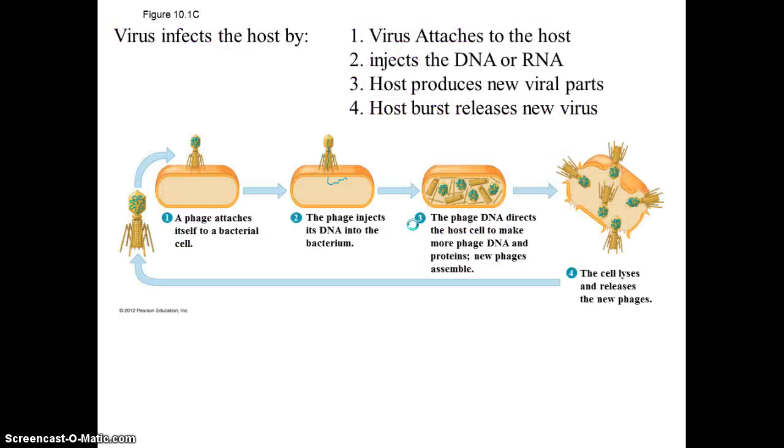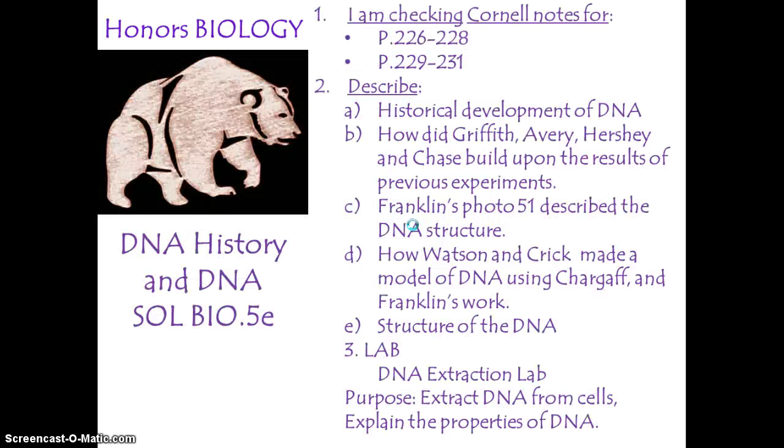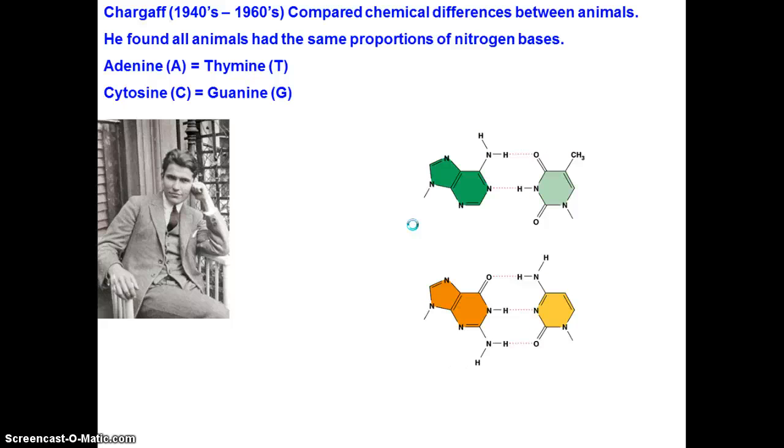In the other cycle, the viruses could just incorporate its DNA or RNA into the host genome and be dormant, and that we call the lysogenic cycle. Now, other experiments that later on contributed to knowledge about DNA, one example is Chargaff. Now Chargaff looked at different animals and noticed that they all had equal proportions of adenine and thymine, and cytosine and guanine.